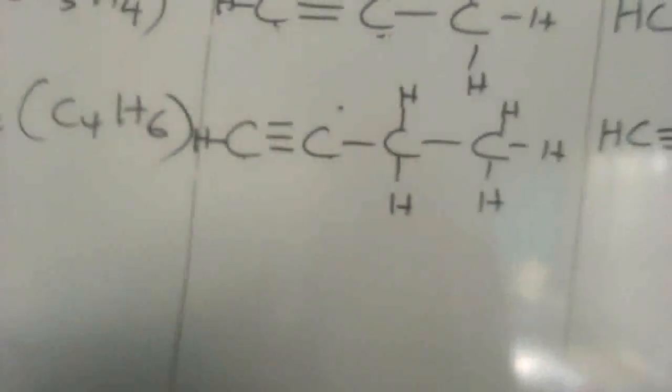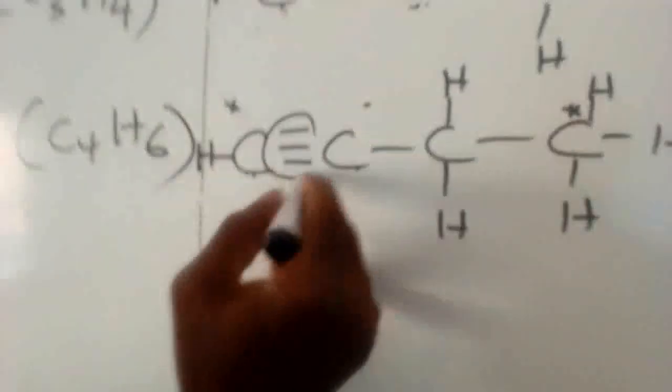So let's go back to this compound again. Let us name it accurately. We have to name it. The longest carbon chain is this one and this one there. Numbering must be from the position that gives the smaller value to the functional group, the triple bond.